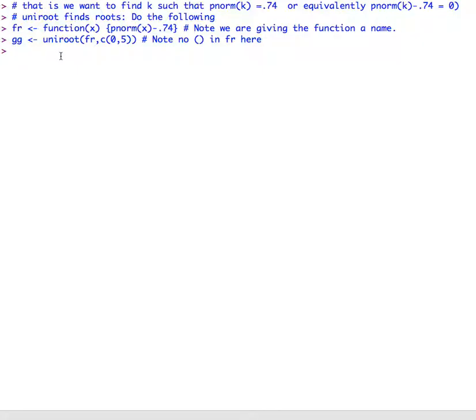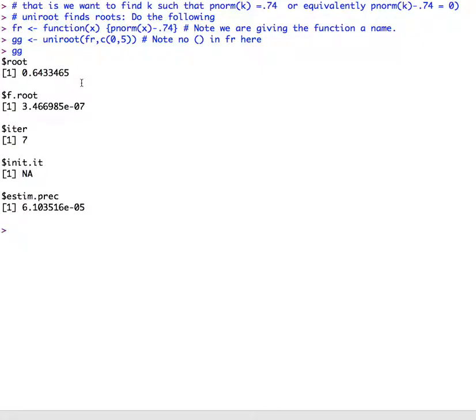So in this case, if I display gg, once again, it looks like 0.6433465. Notice the $root. So if I just type gg$root, I'll get the number that I can work with. And if I compare this to qnorm of 0.74, remember they're supposed to be the same. Once again, pretty close.